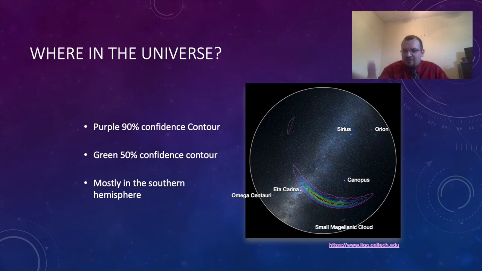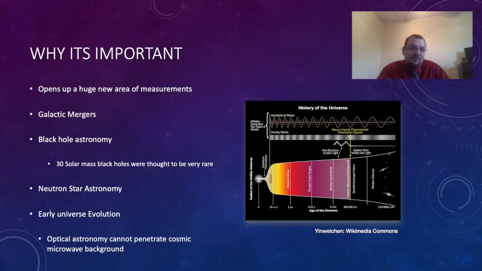And then we've got the small and large Magellanic Clouds, which is another thing that I would eventually like to see. So why is this so important? This opens up a huge new area of astronomy. It's one of those things where galactic mergers occur. In several billion years, our galaxy is going to merge with Andromeda. And that's not something that we really understand, but looking at gravitational waves will give us another insight into that.